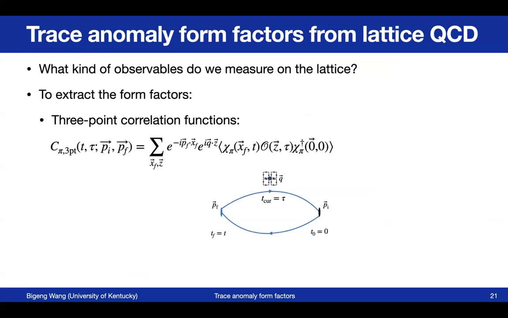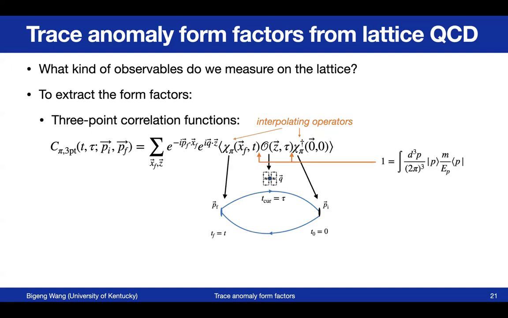The first thing we can think about is the 3-point correlation function, which is constructed from interpolating operators. There are 3 points, including 2 interpolating operators, which have the same quantum numbers as the pion, for example, that we are interested in, the source at time 0 and the sink at time t. In between, we insert a current. Here I'm using the current F squared inserted at t equals tau. So what does this expression mean?